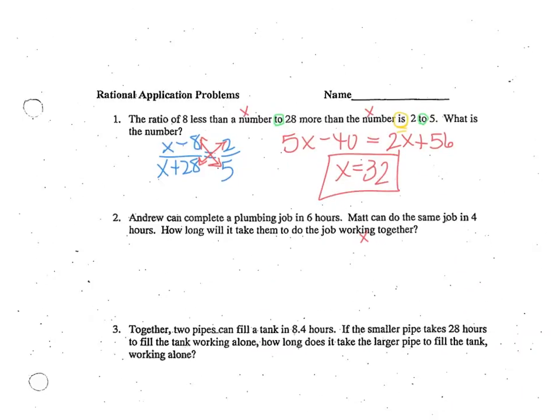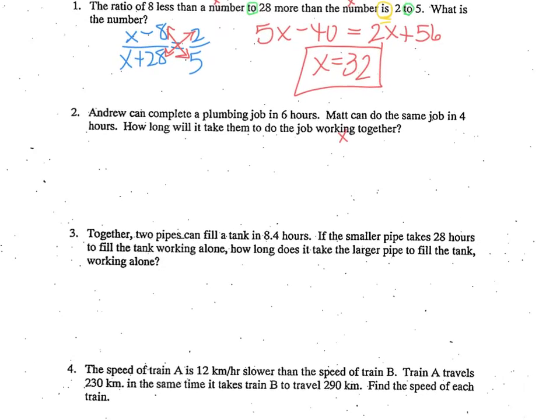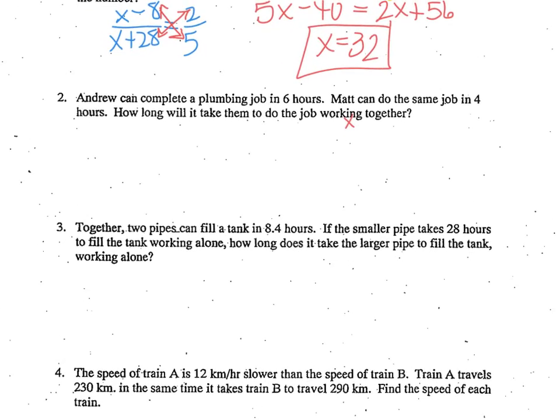We'll set that up for the second problem. I don't know how much it takes working together, but I do know that Andrew can do his part in 6 and Matt can do his part in 4, and it's all equal to 1 job. My together is x. That makes Andrew 1/6 times x. That's a times sign. Plus Matt is 1/4, because 4 hours for his part, times x equals one job, is just always equal to that one job.